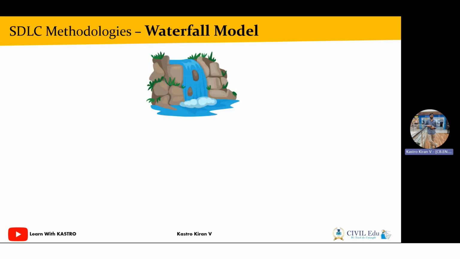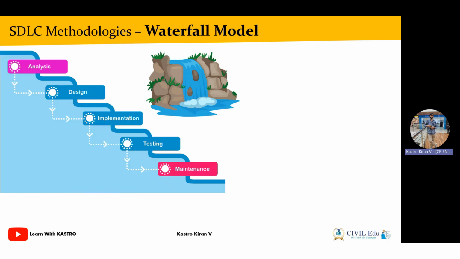Waterfall model is nothing but here, whenever you see any waterfall, the water will flow from top of the mountains or top of the hills to the bottom of the hills. That means the water is following a step-by-step process. It is coming from the top of the mountains and then it is flowing down. Similarly, in the waterfall model also, the process of completing a project will flow in a step-by-step manner.